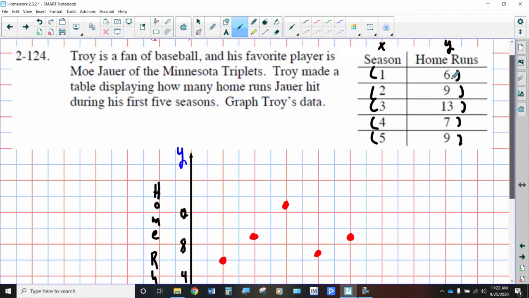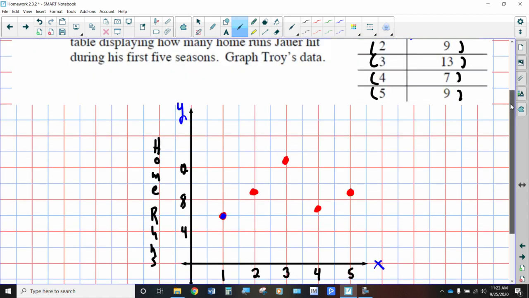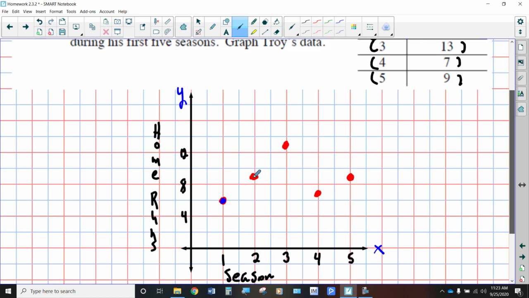So season 1, he hit 6 home runs. So that would be like x is 1 and y is 6. So we plot (1, 6), and that would be the first season. Season 2, he hit 9 home runs. So you go to season 2, and then the number 9 goes right here.